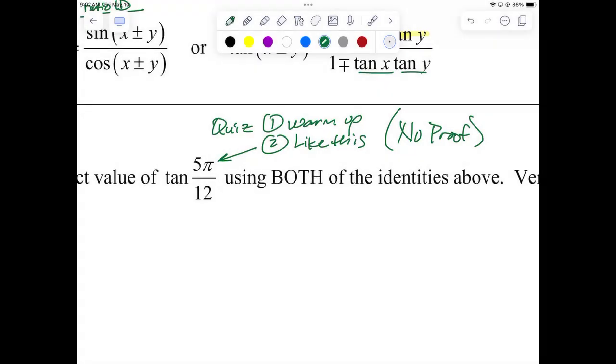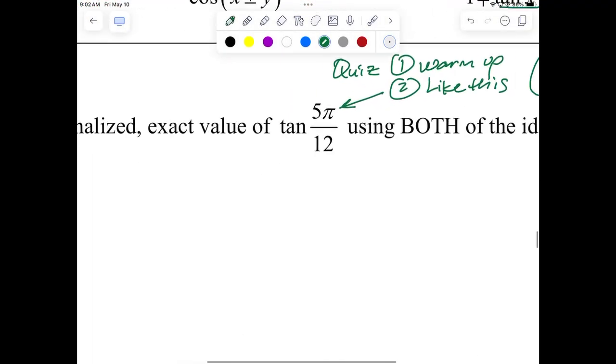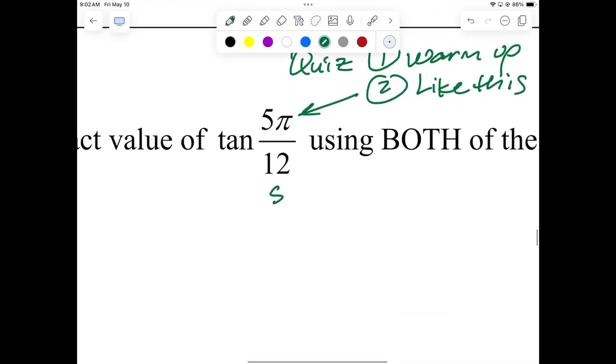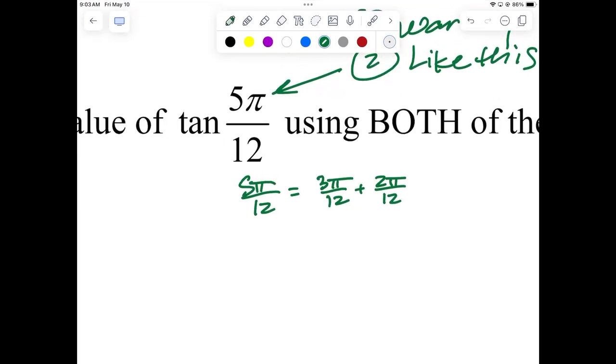All right, so we're going to use both identities above. So first things first. I got to figure out 5 pi 12ths. I got to figure out 2 unit circle angles that either add or subtract to give me 5 pi 12ths. Who's got it? 3 pi 12ths plus 2 pi 12ths? Isn't it 3 pi plus 2 pi?